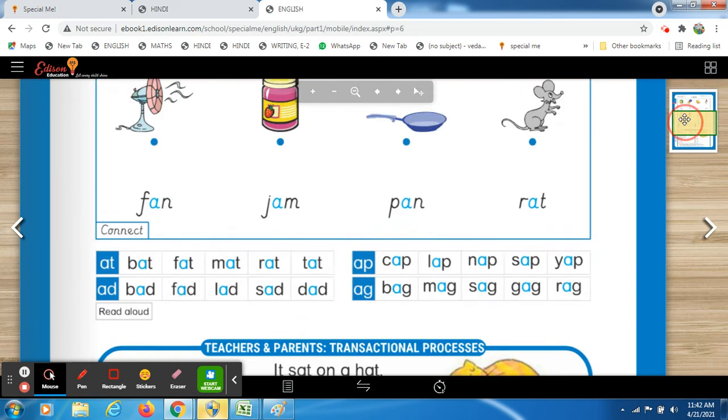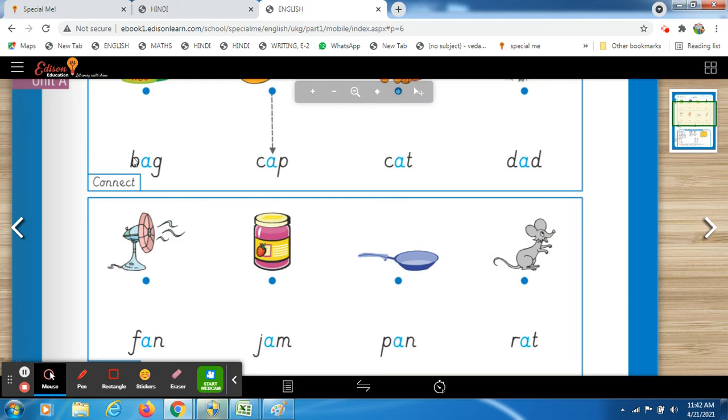Okay, so let's have a recap of our previous session. We will revise those words first and then we will come to today's session. So what is written over here? You don't have to see the pictures now. Now without pictures, you have to try to read it. So what is this? This is bag, bag. What is it? Bag. Okay. Now read the next word. What is it? Cap, cap. What is written over here? It's cap, cap. Okay, you have to practice your phonic sounds.